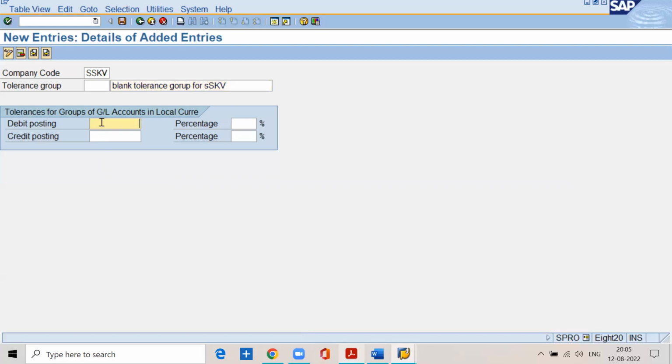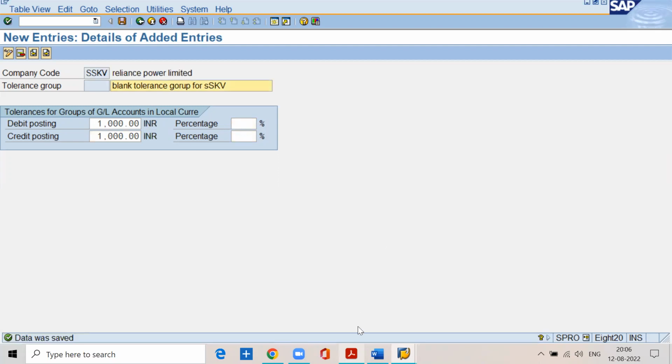After name, debit posting is equal to 1,000 rupees. Credit posting is also 1,000 rupees. Suppose if you want to specify the percentages, you can specify the percentages also. I'm not specifying any percentages. I'm specifying only whole amounts, absolute amounts.